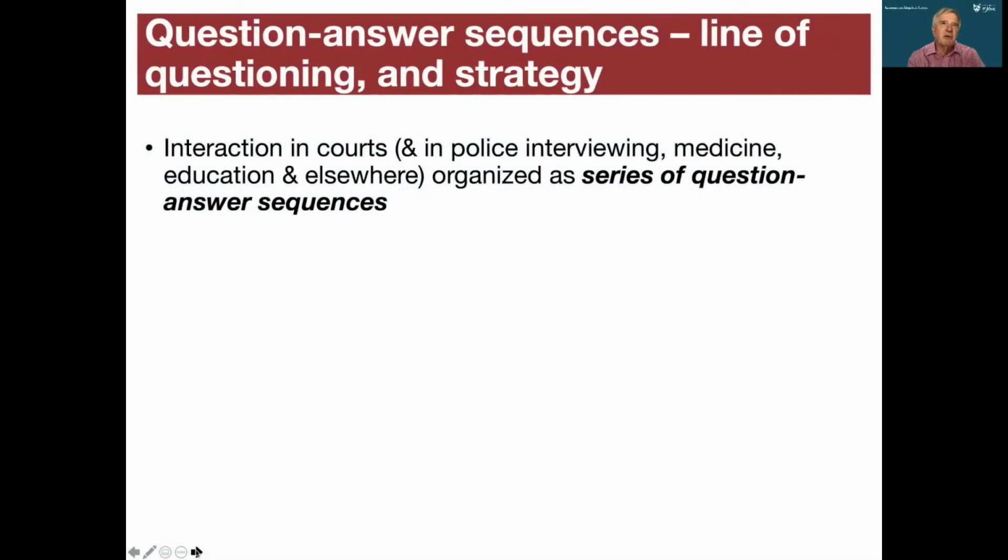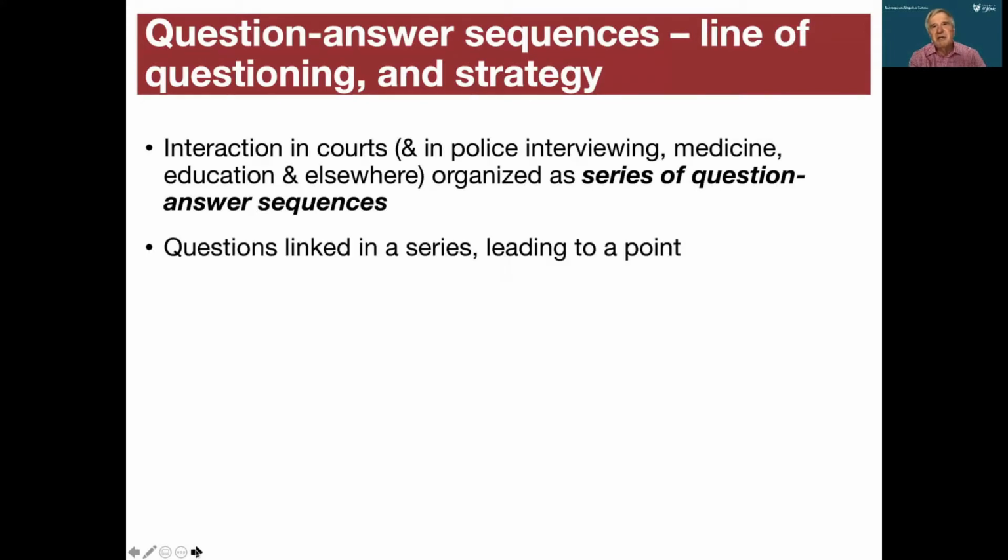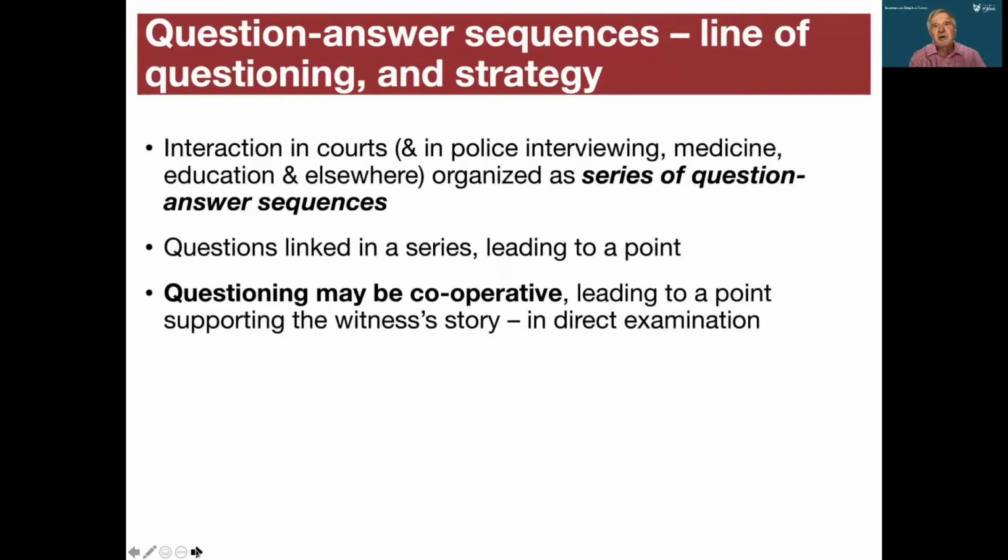The interaction in courts is organized as a series of question-answer sequences. By a series, what I mean is that questions are linked together, leading to a point. They're not just randomly distributed questions, one question about one thing and another question about another thing, etc. They don't go like that in the way that we might do in ordinary conversation. You might ask about one thing, but then the conversation quickly moves on to something else. They are leading to a point.